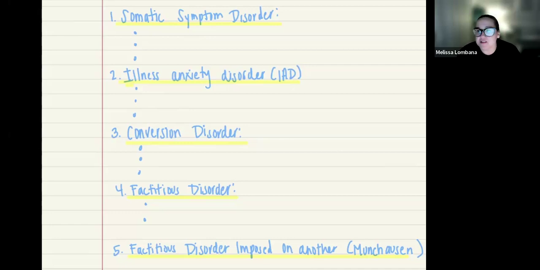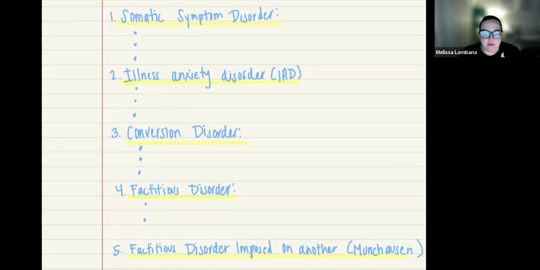Then there's the factitious disorder. And this is basically where the person will falsely report or deliberately create or exaggerate symptoms, like physical sick symptoms, like medical problems. They may even induce their own symptoms or injure themselves so that they can get medical attention. Okay? And then there's the factitious disorder imposed on another.